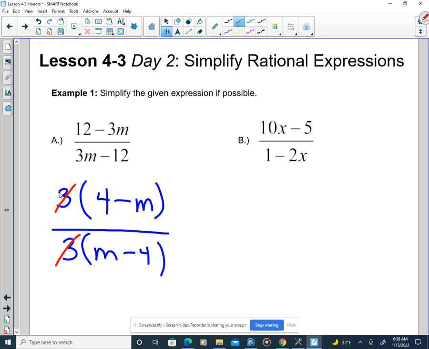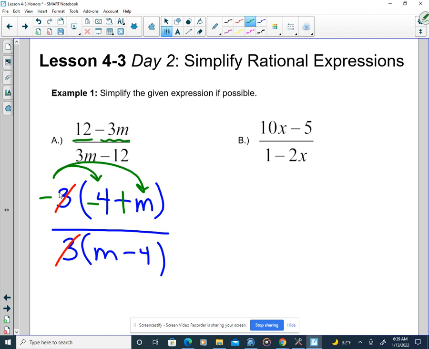Either the numerator or the denominator, instead of factoring out a positive 3, let's just factor out a negative 3 on one of them. So let's factor out a negative 3 on the top one. So if I factor out a negative 3 instead of a positive 3, I get this. I get negative 3 times something that needs to give me positive 12. So this 4 is going to become negative. And then I got negative 3 times something that needs to give me negative 3m. Right now it's negative m, so I'm going to have to change that to a positive m.